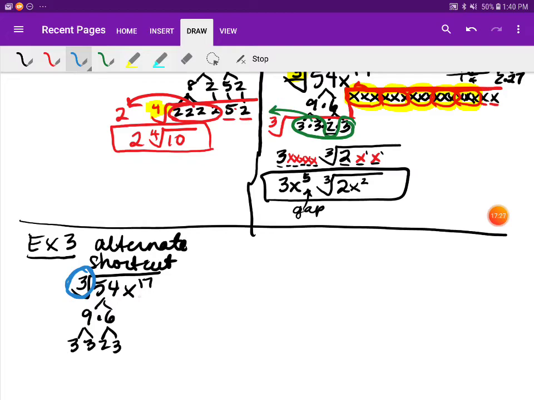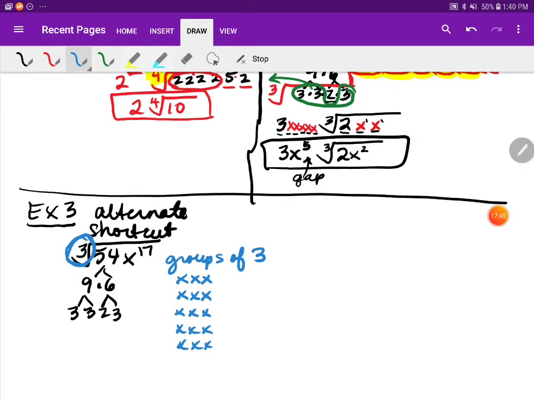Okay, so cube root. So this 3 in the corner means that I want groups of 3. So if I want groups of 3, why don't I originally write them in groups of 3? So group of 3, group of 3, group of 3, group of 3, group of 3. I have to remember how many x's do I need, though. I need, what, 17 x's? Okay, so that's 5 times 3 is 15, so I have 15 x's so far. And then I still have 2 x's, but I don't make another group of 3. So this x comes out, this x comes out, this x comes out, this x comes out, this x comes out. So that's x to the 5th that came out.